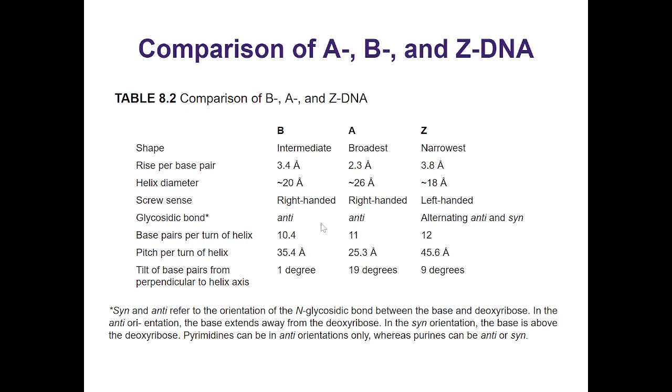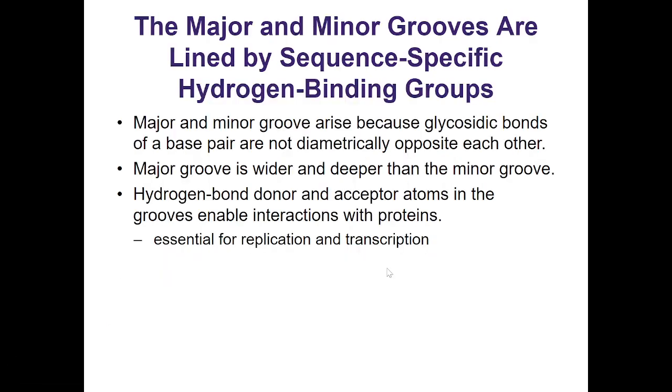So this is the comparison between these, and there are different factors that we were just talking about. Does anybody have any questions on this? No? The major and minor grooves are going to be lined by specific sequence-specific hydrogen bonding groups. The major and minor grooves arise from the glycosidic bonds on a base pair that are not diametrically opposed to each other. The major groove is wider and deeper. That's why it's called a major groove. It's larger than the minor groove.